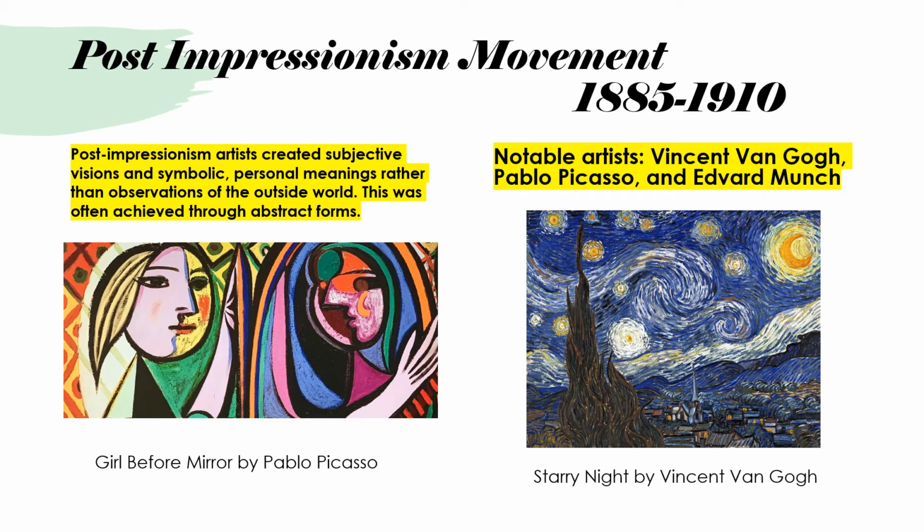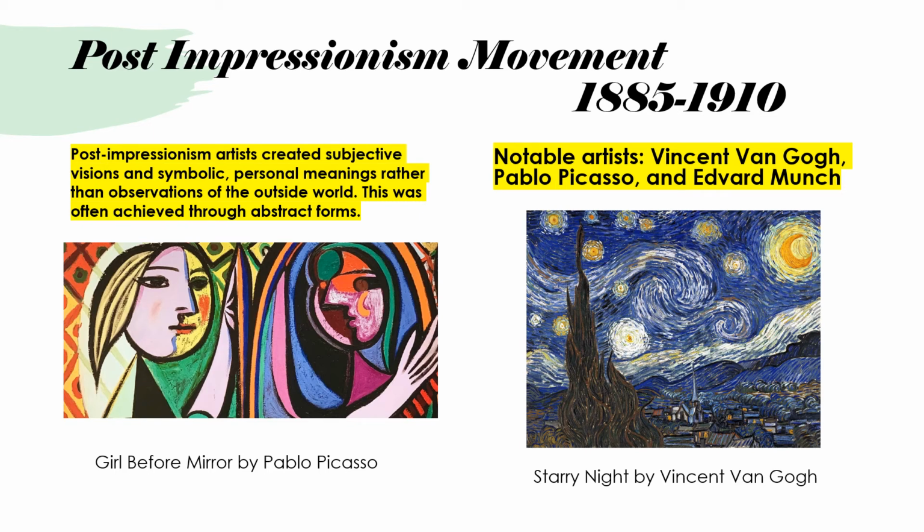Post-Impressionism artists created subjective symbols and symbolic personal meanings rather than observations of the outside world. This is often achieved through abstract forms. So our Post-Impressionism artists are no longer interested in creating art that shows even what something looks like. And I gave the example in class about how I might be painting someone who has blonde hair, but I might draw them with blue hair.